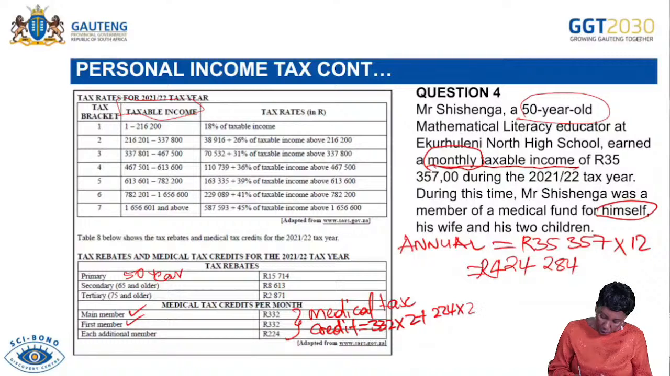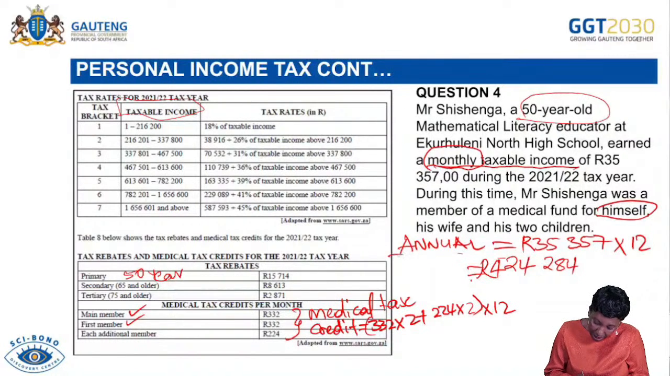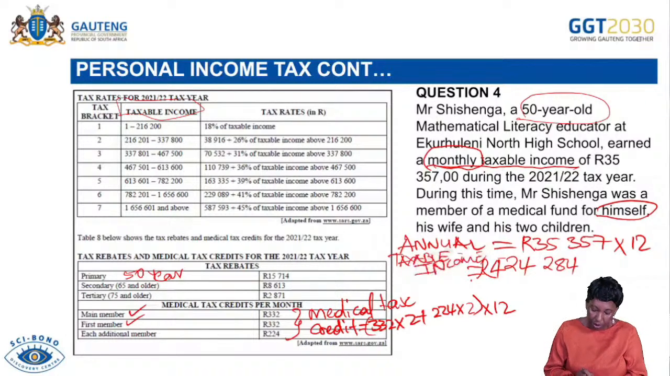224 times 2. And then you multiply all this by what? By 12. Multiply by 12. Why am I multiplying it by 12? I am converting it to the annual tax credit. And then remember now this one, the annual salary. This is an annual taxable income, because we are told that this is his monthly taxable income.